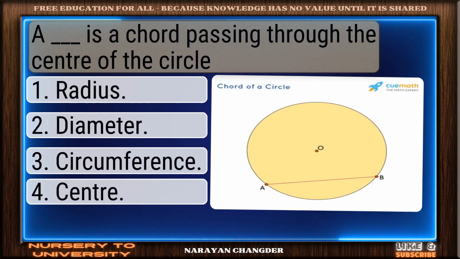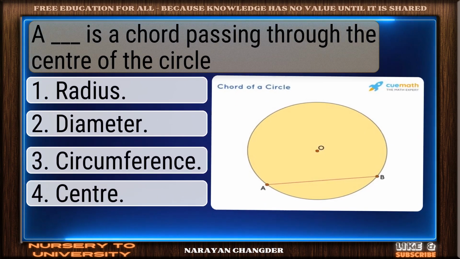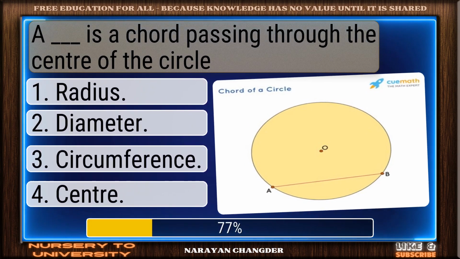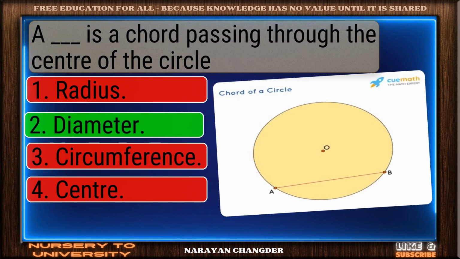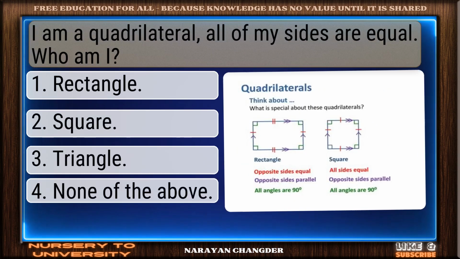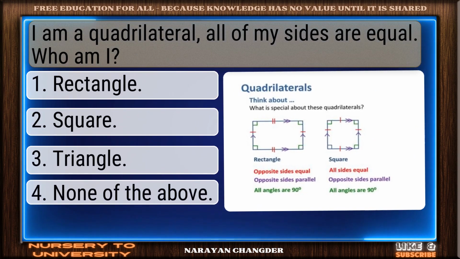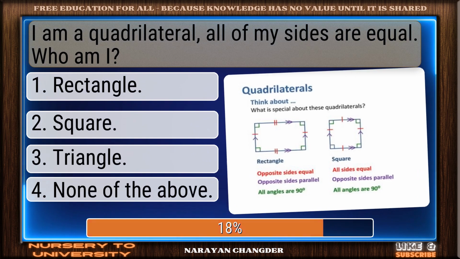Dash is a chord passing through the center of the circle. Correct. Diameter is the right answer. I am a quadrilateral. All of my sides are equal. Who am I?